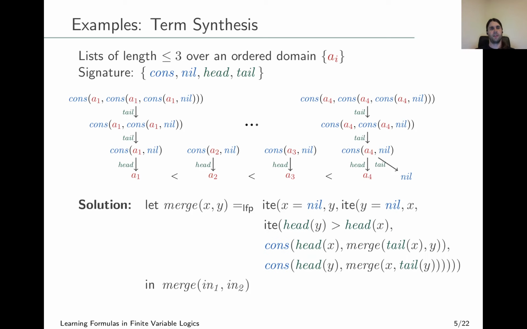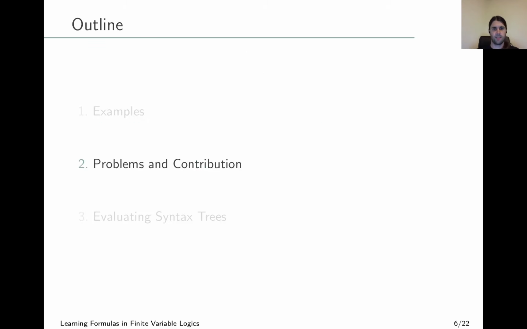All right, so one solution could be this. It defines the merge function on two sorted lists. This is a spruced up version of first order logic terms where you can define terms recursively, and there's an if-then-else term. But then having defined merge in the usual way, it applies it to the inputs. Okay, so we saw examples for separation and for synthesizing terms.